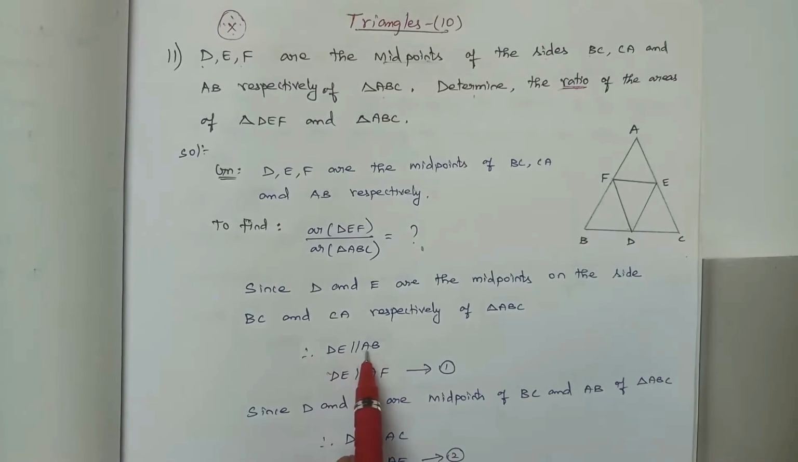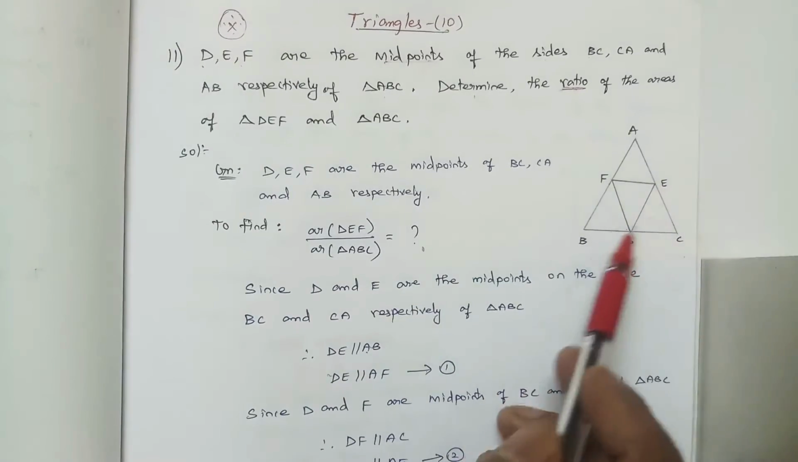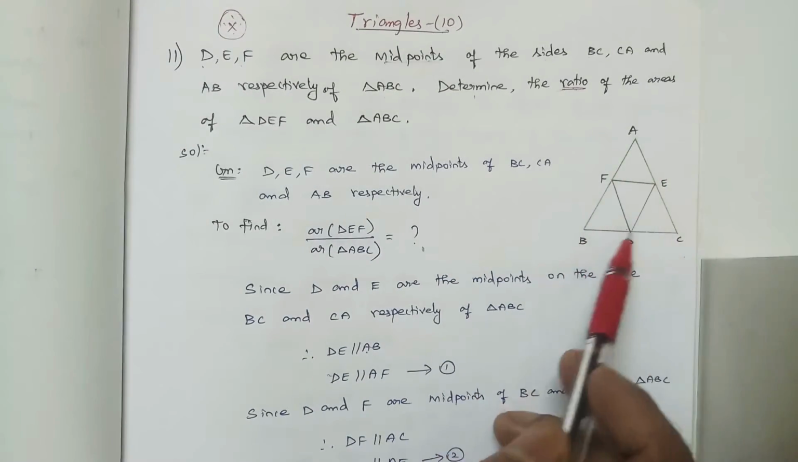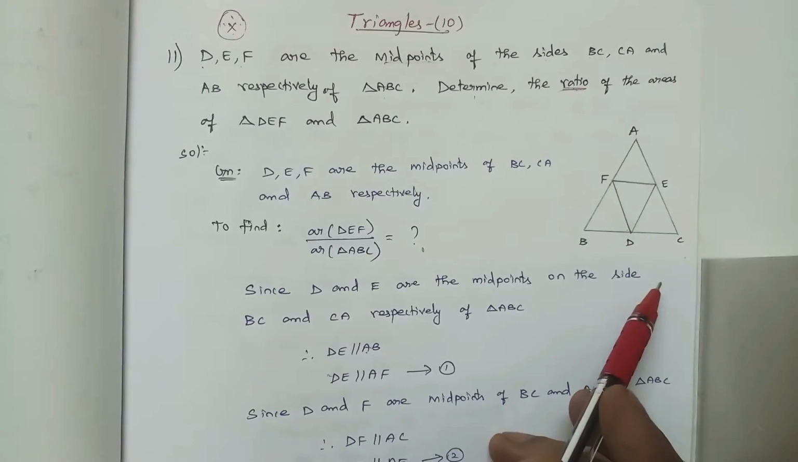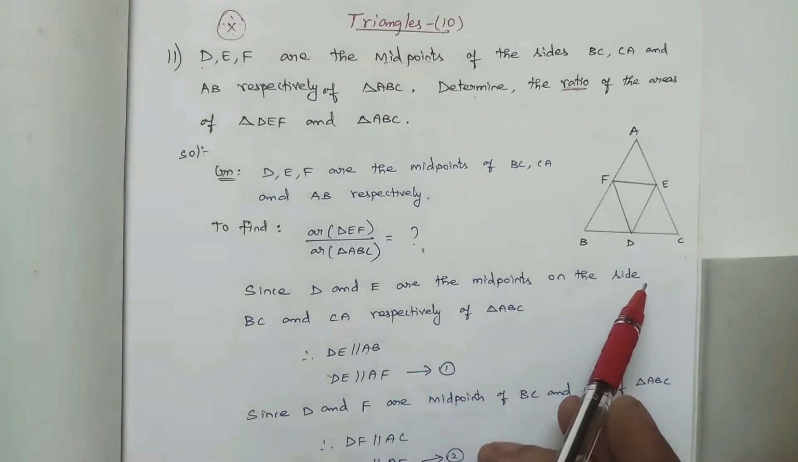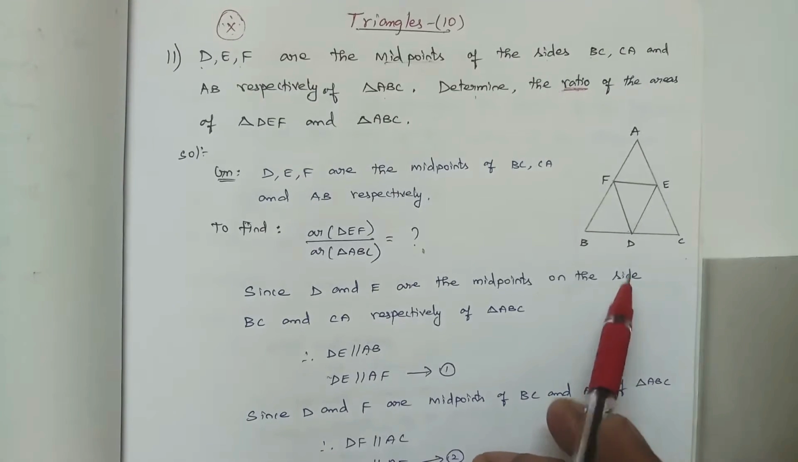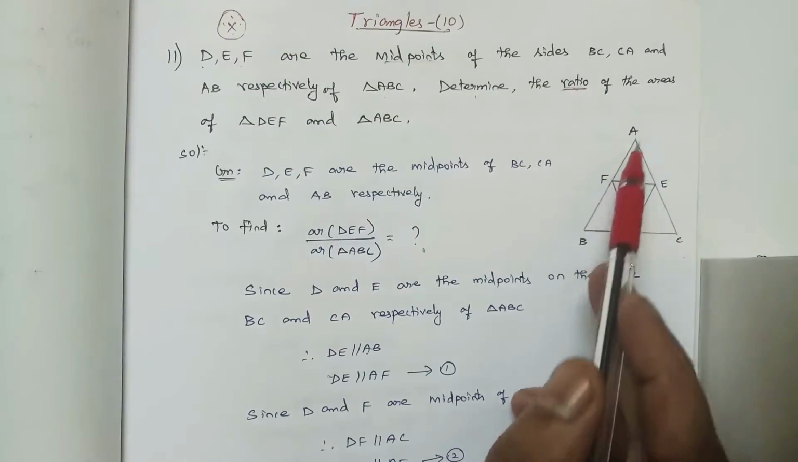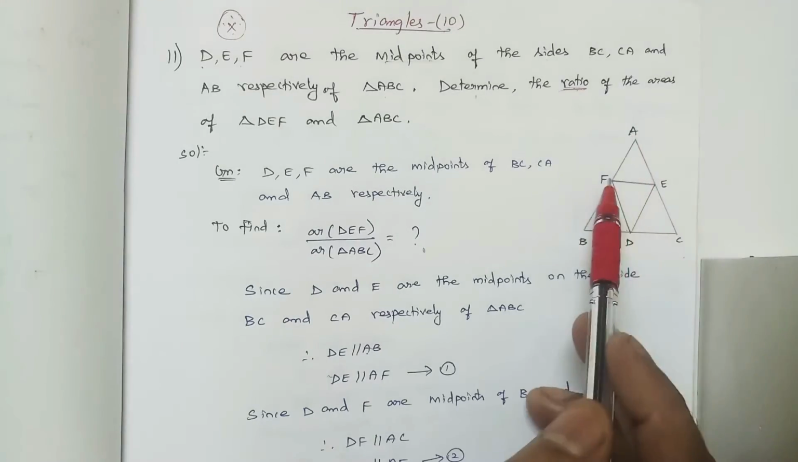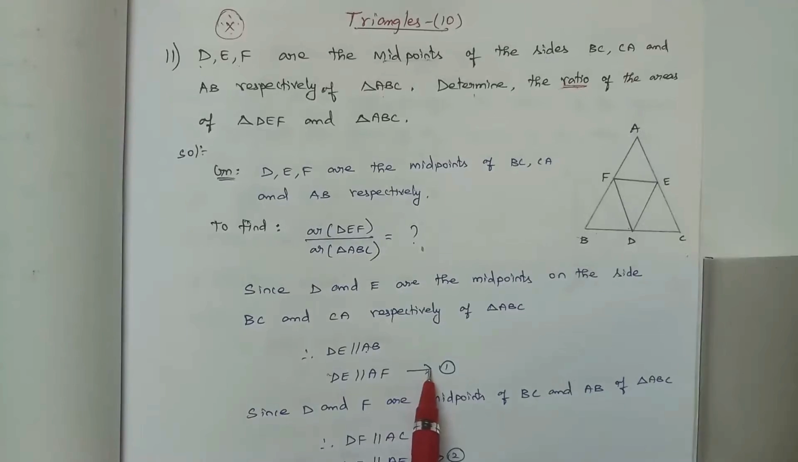So when will this be parallel? When we have two midpoints. D and E are the midpoints of sides BC and AC. The triangle has three sides; among them, on two sides we have the midpoints, and when we join the two midpoints, we get a parallel line. Last year itself we have studied that, the midpoint theorem. So DE is parallel to AB. If DE is parallel to AB, surely DE is parallel to AF, because AF is nothing but a part of AB. So take it as equation number 1.